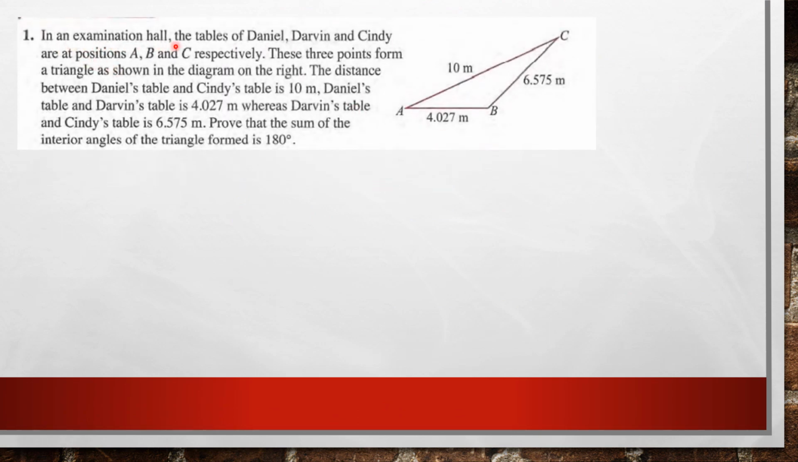In an examination hall, the tables of Daniel, Darwin and Cindy are at positions A, B, C. So A is Daniel, B is Darwin and C is Cindy. These 3 points form a triangle as shown in the diagram on the right. The distance between Daniel's table and Cindy's table is 10. Daniel's table and Darwin's table is 4.027 meters, whereas Darwin's table and Cindy's table is 6.575. Prove that the sum of the interior angles of the triangle formed is 180.